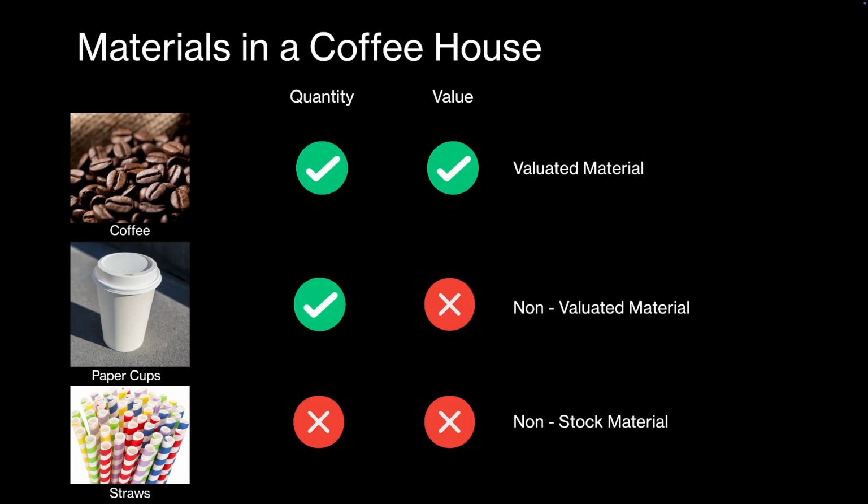Paper cups is a consumable which is a non-valuated material, and the straws is also a consumable item but it is a non-stock material. So now let's see in SAP how we can create these kind of material and what is the determining factor which determines that a material is valuated or non-valuated or it is a non-stock material. So let's see in SAP.